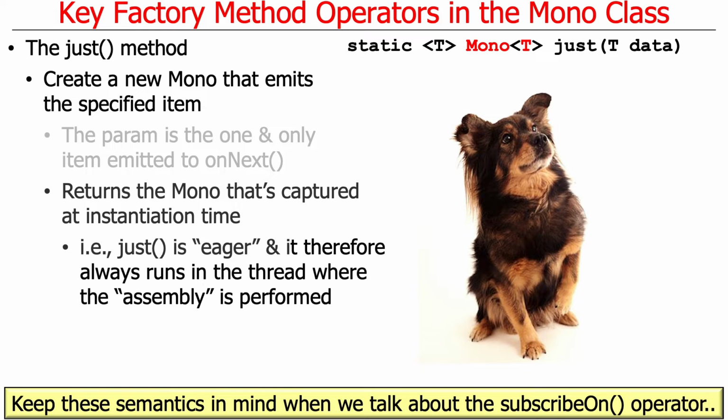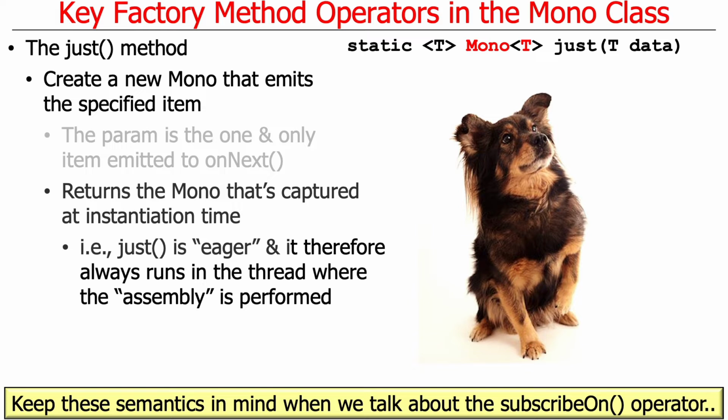This is kind of a weird concept. We'll talk about instantiation time, or sometimes called assembly time, which is different from runtime. So what this means won't make much sense at first, but when we talk about concurrency later, it'll make a lot more sense. Just is what's referred to as an eager operator, and therefore just always runs in the context of the thread where the assembly is performed.